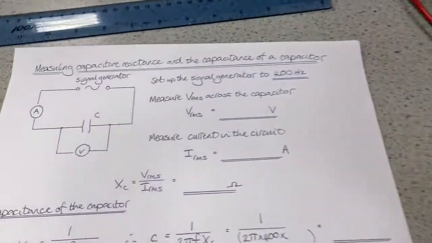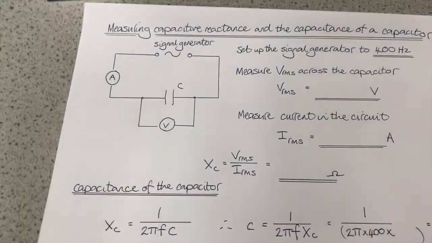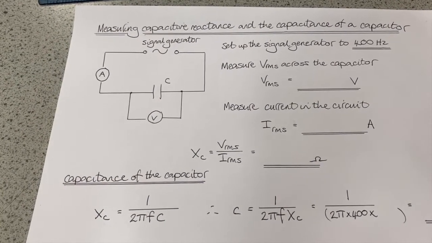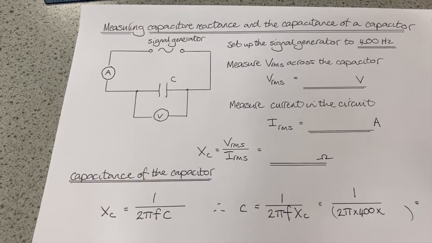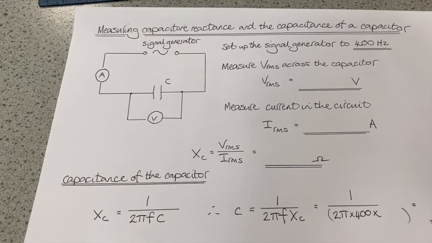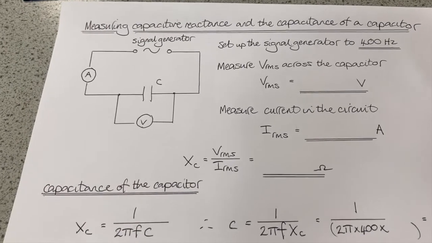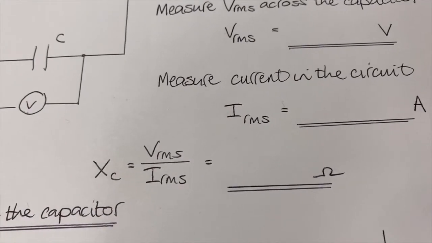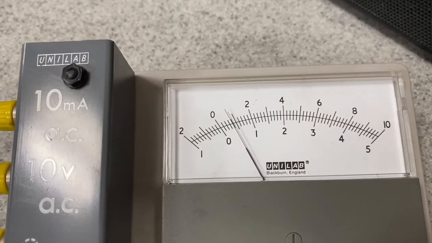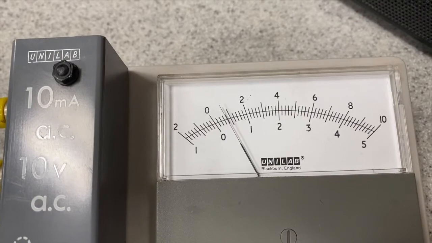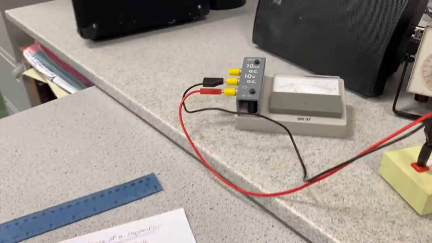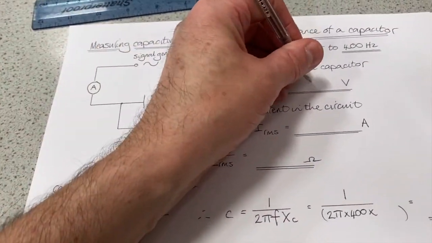So, here's what we're going to do. We're going to measure capacitive reactance, set the signal generator to 400 hertz, measure the voltage across the capacitor and the current in the circuit, and then using Ohm's law, XC, the reactance of the capacitor, will be the RMS voltage divided by the RMS current. Here we go then. Here's the RMS voltage. It's about 0.8 volts. So 0.8 volts. Let's put that in there.